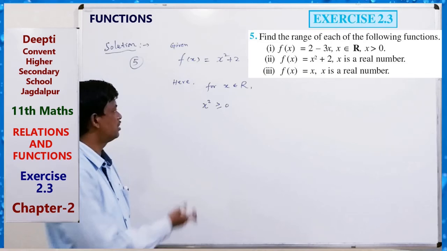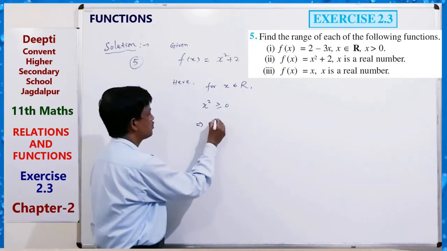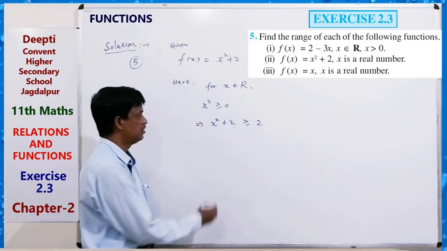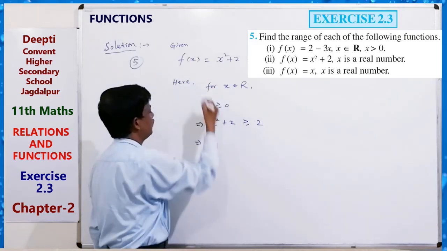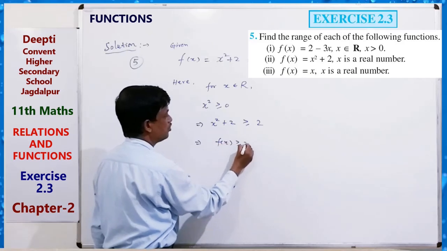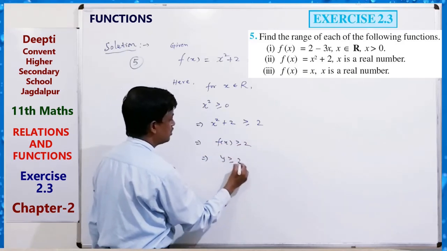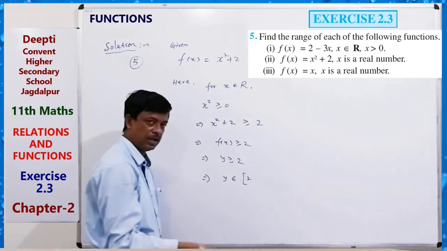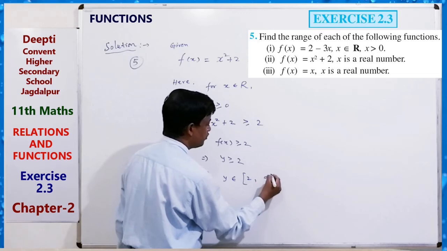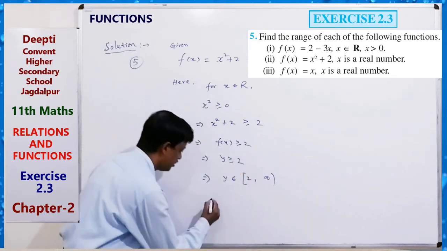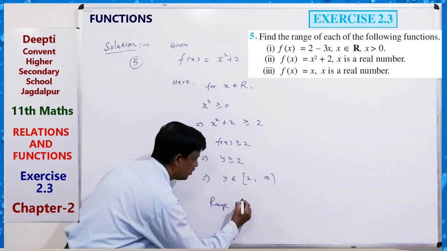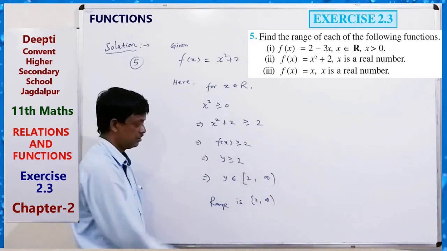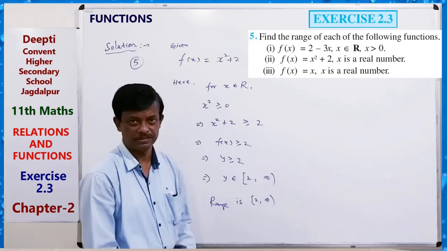Adding 2 on both sides, x square plus 2 is greater than or equal to 2. That means f(x), that is y, is greater than or equal to 2. So y belongs to 2 and greater values up to infinity. So the range is [2, infinity), closed at 2.